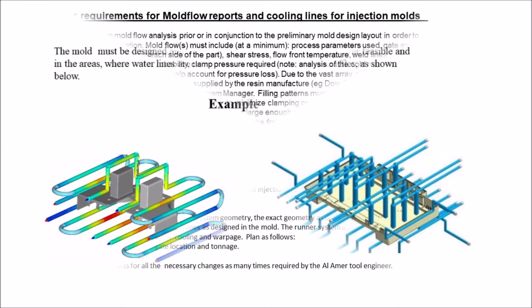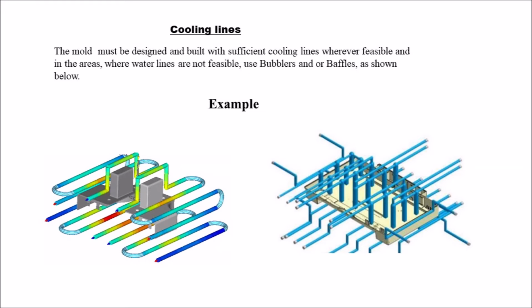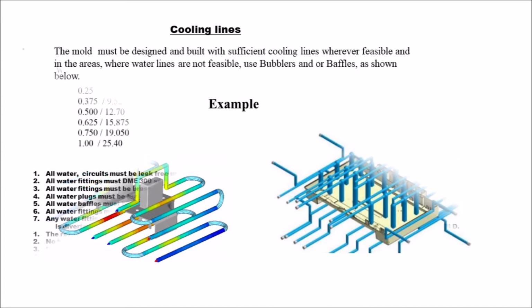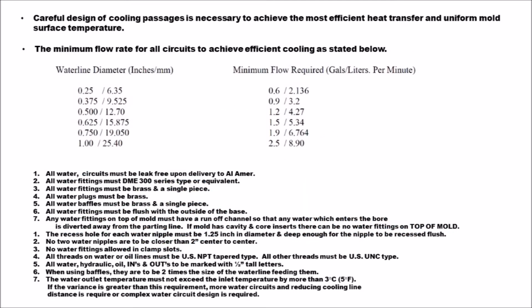Careful design of cooling passages is necessary to achieve the most efficient heat transfer and uniform mold surface temperature. The minimum flow rate for all circuits to achieve efficient cooling as stated below. All water circuits must be leak-free upon delivery to Amer. All water fittings must be DME 300 series type or equivalent. All water fittings must be brass and a single piece. All water plugs must be brass. All water baffles must be brass and a single piece. All water fittings must be flush with the outside of the base.